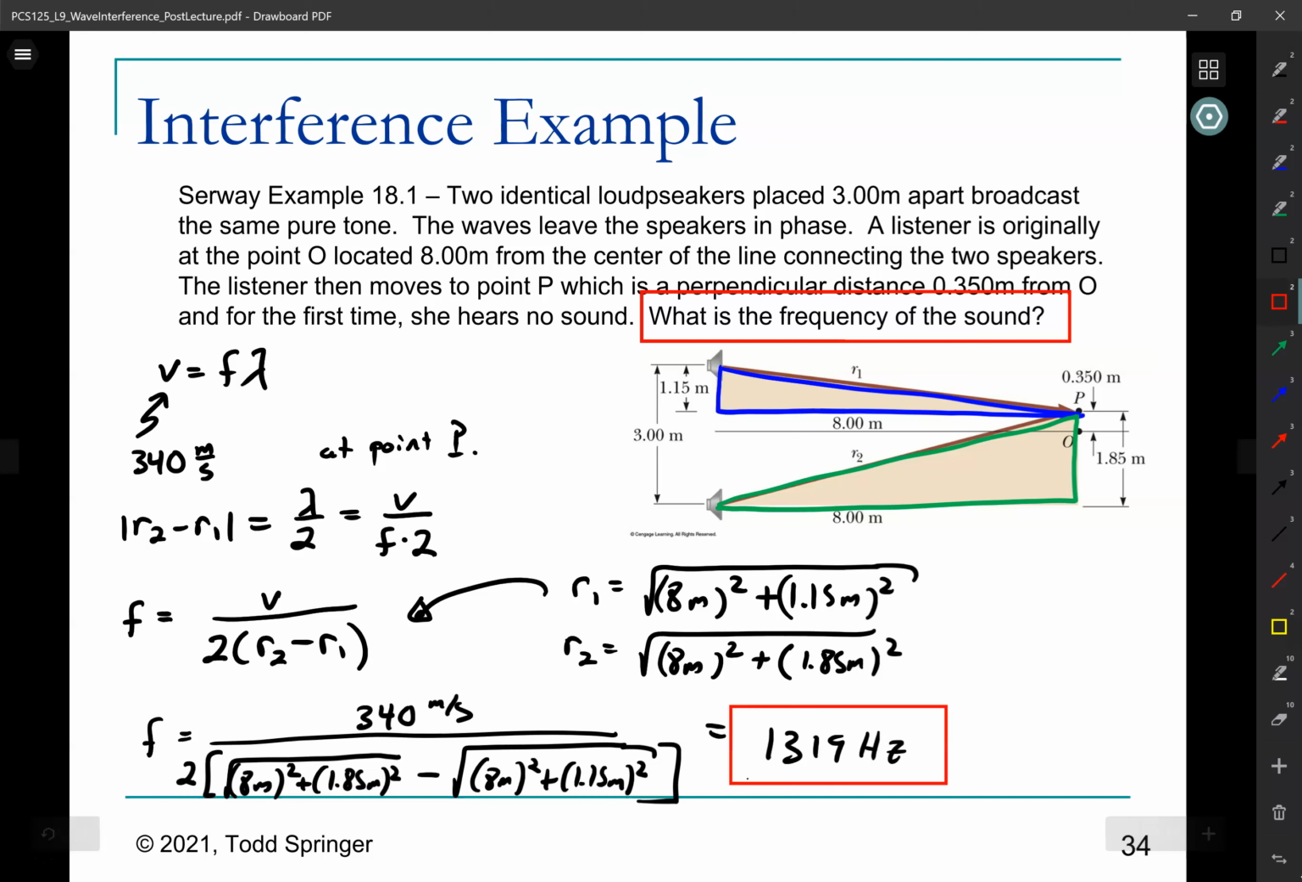So take a step back. What did we use? We used V equals F lambda. V is the speed of sound. I'm trying to find F. I don't know lambda, but I can figure it out because I know that at the point P, she's hearing destructive interference. And that means that R2 is half a wavelength longer than R1. Because I can figure out R2 and R1 from geometry, that means I can figure out the wavelength, and that helps me solve the problem.